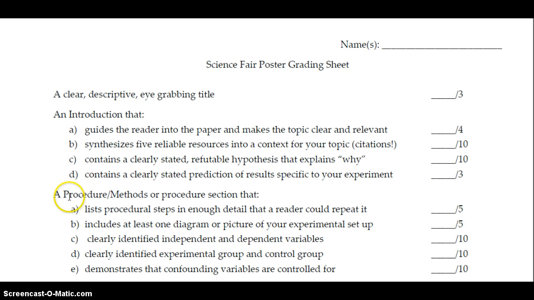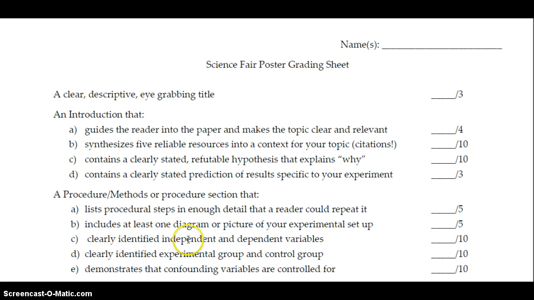Next section, a procedure or methods section that first of all lists procedural steps in order in enough detail that a reader could repeat your experiment. So somebody could be reading this and say, "Oh, that's interesting that they got these results. I wonder if I could get the same results." And they could look at this list of steps and be able to repeat exactly what you did. To help somebody else do that, make sure that you include at least one diagram or picture of your environmental setup to give the person a visual of what you are actually doing.